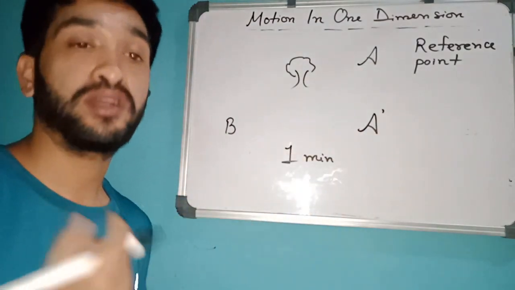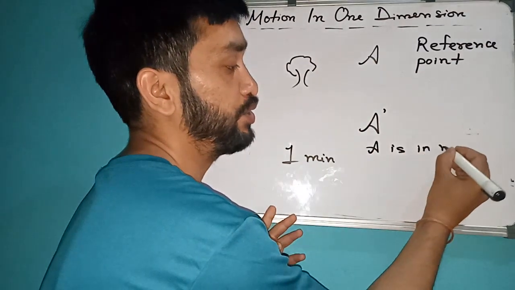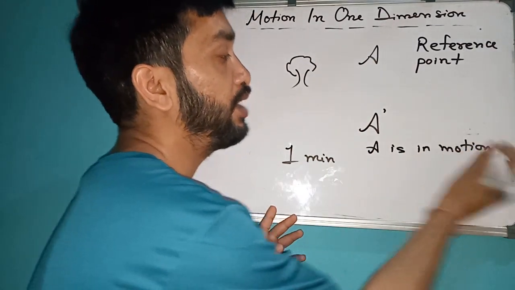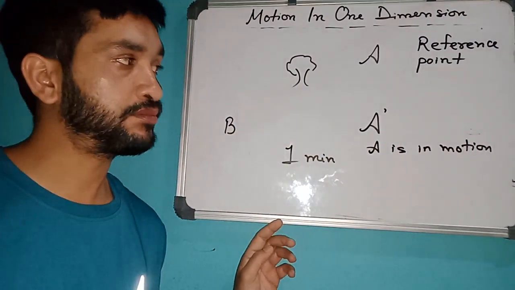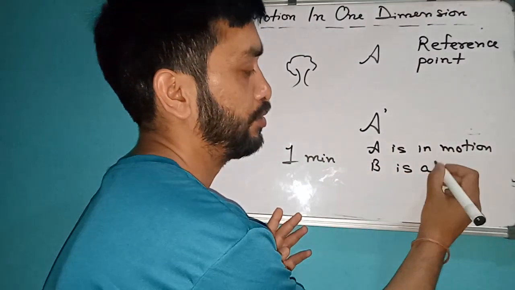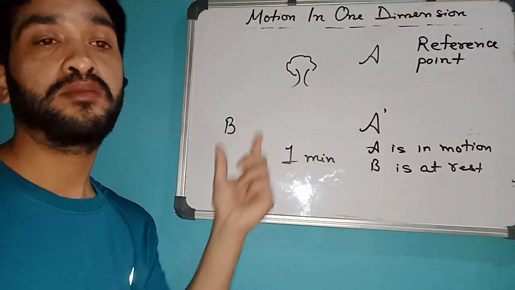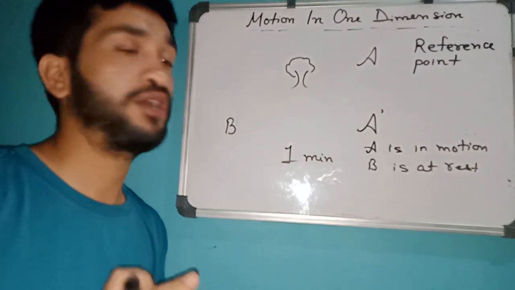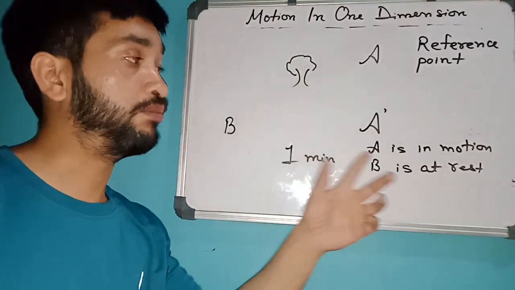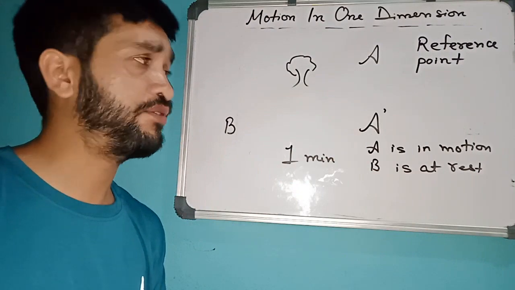So what I am going to conclude from here is that A is in motion. How did I get to know? With the help of this reference point. Clear? And I will say that B is at rest. Why is B at rest? Because with respect to this reference point, B hasn't changed its position. So B is at rest, but A is in motion. I hope it is clear how to justify.